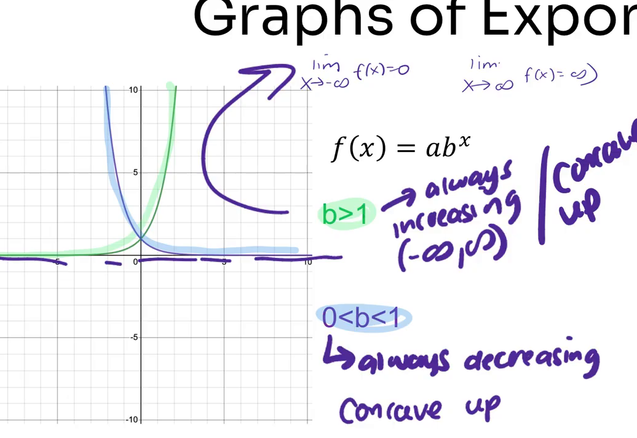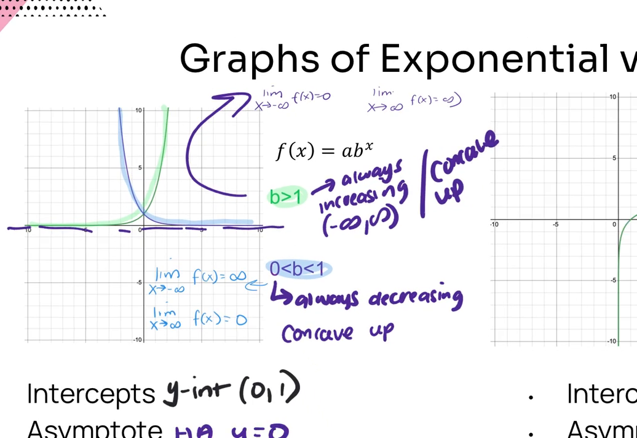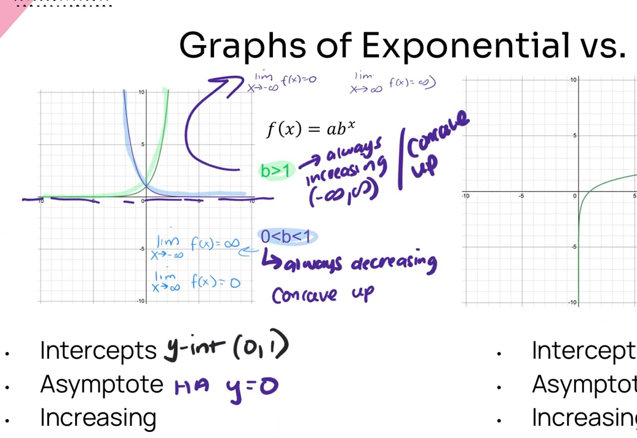Now let's look at your decay. What would be the limit notation for the left-hand behavior? So as x goes to negative infinity, f of x is going where? The blue graph, or the decay. It's going to infinity, good. And as it goes to positive infinity, 0, good. So they're the reverse. Okay, so hopefully that was nothing new there. That was all review.